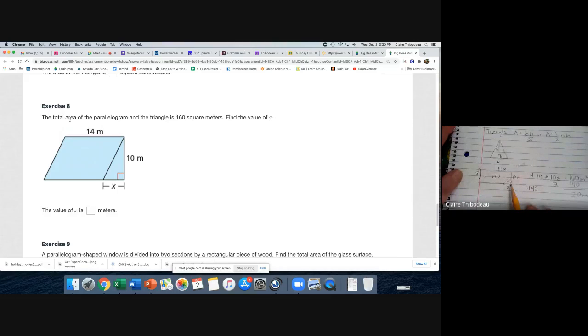Because half of x times 10 equals 20. So half of something times 10 equals 20. Think of it that way. Okay, and that hopefully will help you figure out what x is.